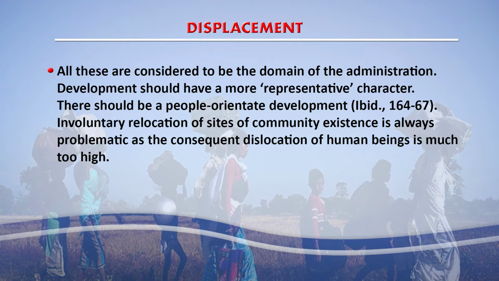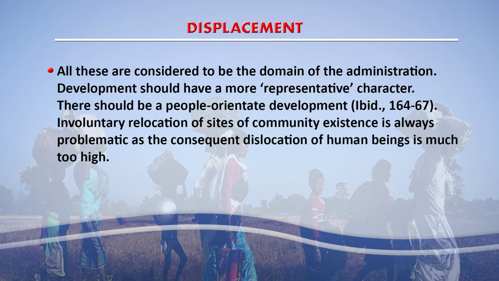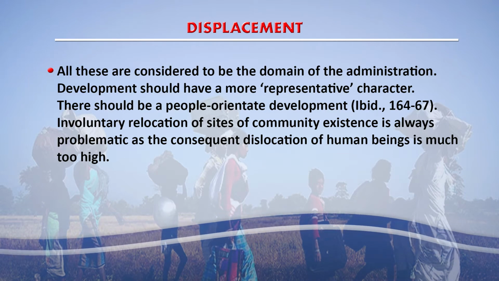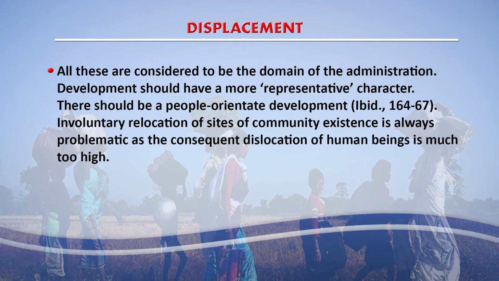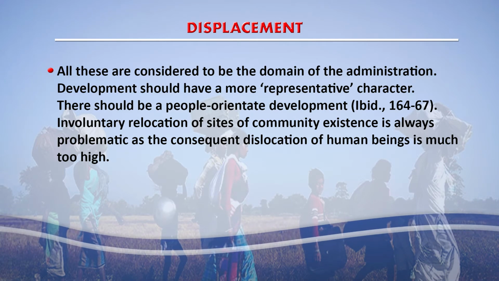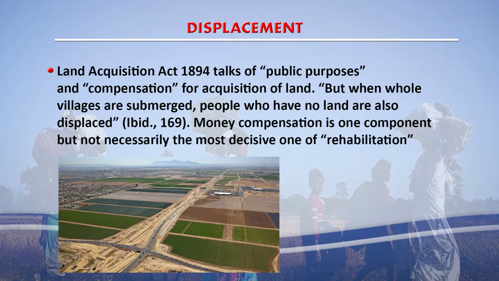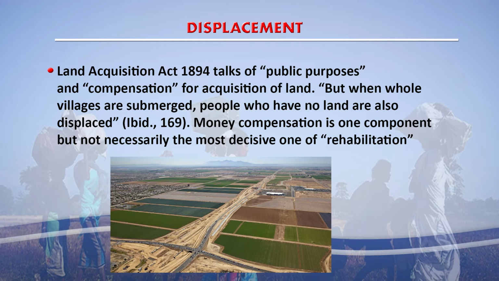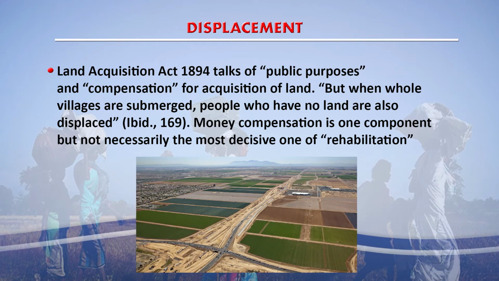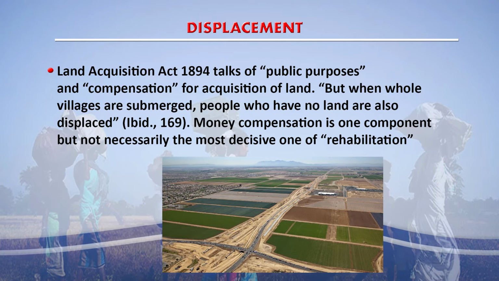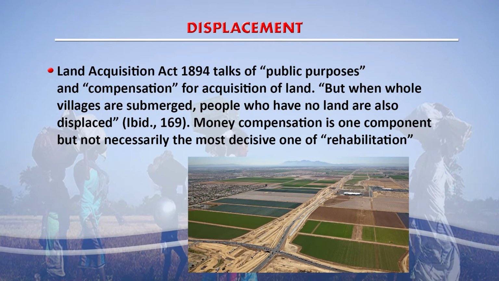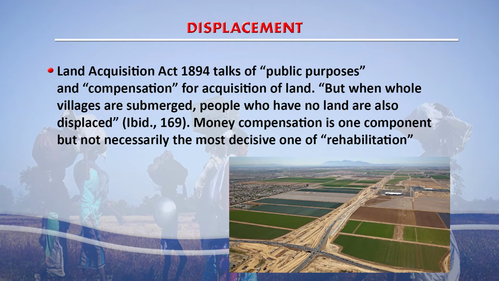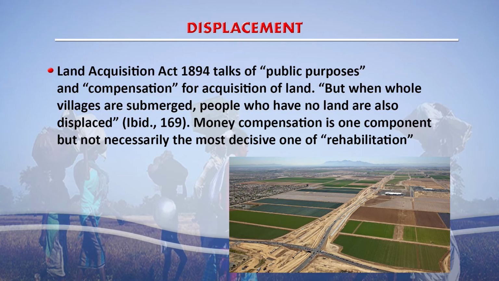Now, there should be a people-oriented development, and involuntary relocation of sites of community existence is always problematic, as the consequent dislocation of human beings is much too high. The Land Acquisition Act 1894 talks of public purposes and compensation for acquisition of land. But when whole villages are submerged, people who have no land are also displaced at the same time. And money compensation is one component, but not necessarily the most decisive one of rehabilitation.